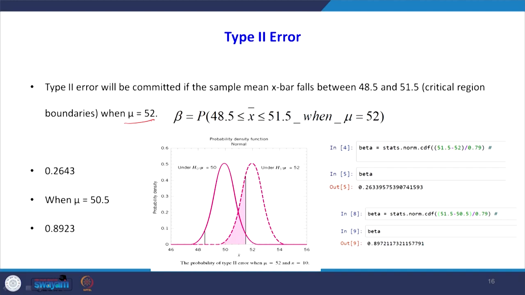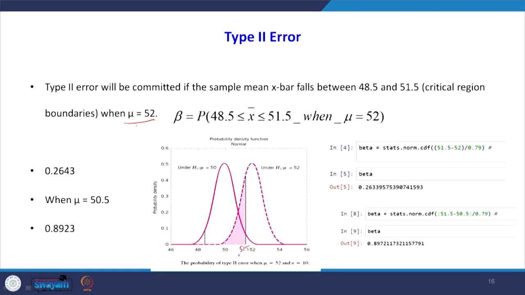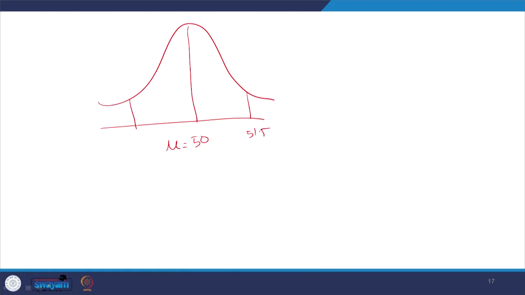So, what is the possibility? This is our 51.5. So, what is happening? There are two populations which are overlapped. This is our original mu equal to 50. This region is 51.5, and on the left hand side the value is 48.5.